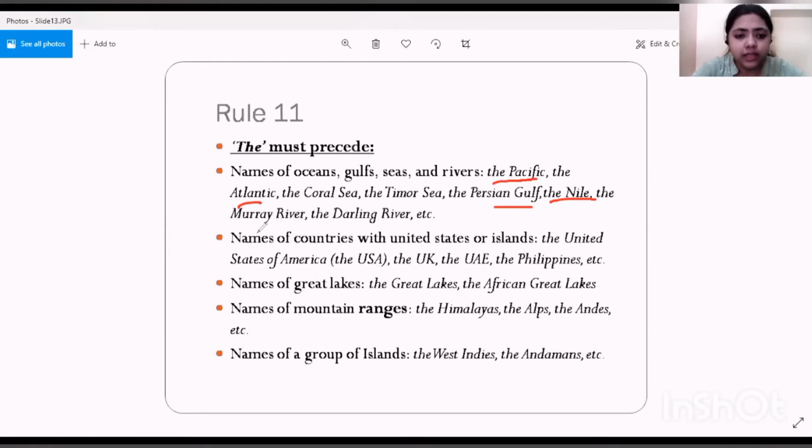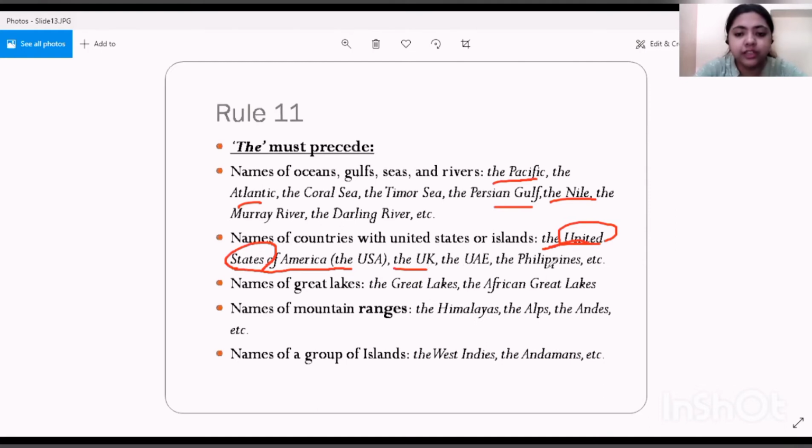Then names of countries with United States or Ireland, for example, the United States of America. We do not use this article the with a particular country. For example, we never say the India, but here we are writing the United States of America because we are referring to the United States, which are there in America. America is a union of states. That is why we use united with it. So this whole thing becomes the name of the country, the United States of America. Otherwise, it's America only. Then the UK, that is United Kingdom.